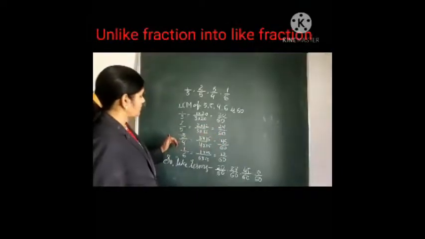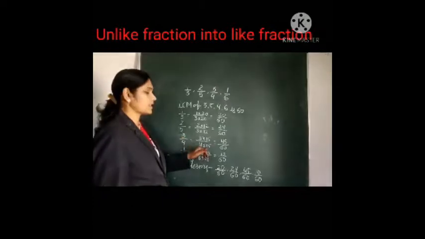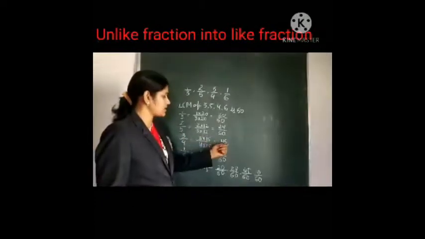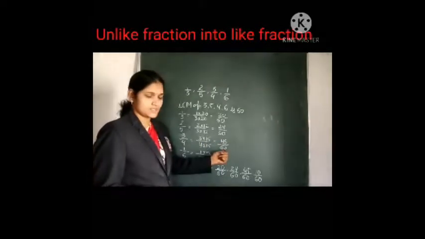Next one, 3 upon 4. So in 4 we will multiply with 15. So 3 will also multiply with 15. Then the answer will be 45 upon 60.